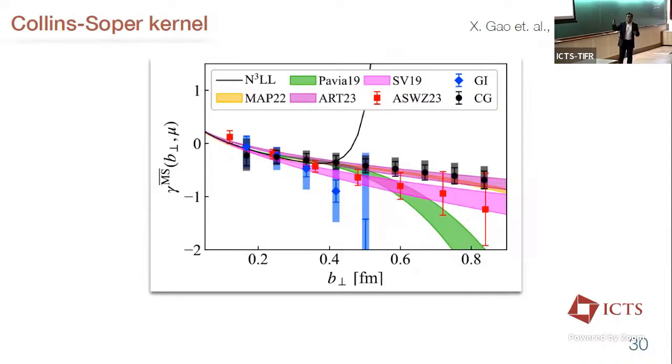And from the perspective of the other phenomenological extractions of this, the blue one is Pavia's 2019 fit, and this band, the magenta one, is Scimemi-Vladimirov 19 fit of this. But if you really look at the really new ones, which is MAP 2022 from them and the ART23 from Vladimirov and company, now you compare this with the lattice calculations. I find it very impressive, even within the uncertainties and going up to 1 Fermi distances.